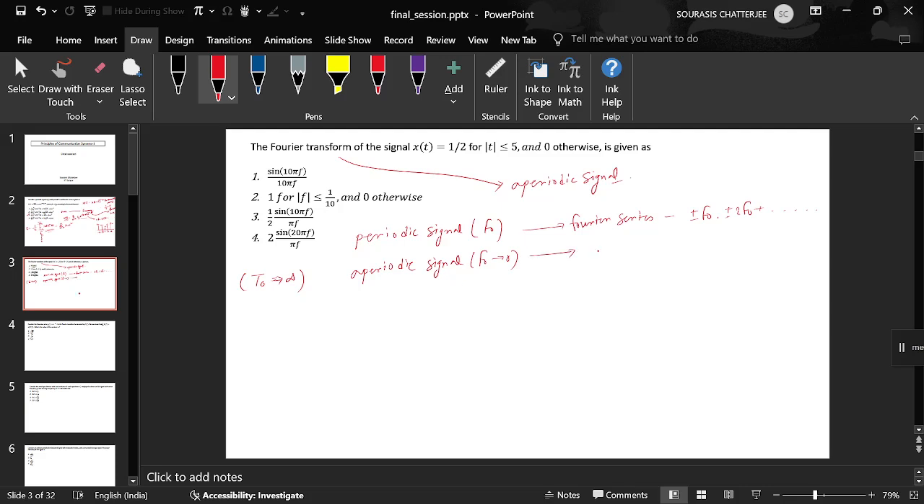So if I try to write the Fourier series, even though it's not defined, I am looking at the asymptotic case, where t naught is closely approaching infinity, that is, your fundamental frequency is closely approaching 0. So the Fourier series will have non-zero components at the same intervals, right? 2 f naught and all that.